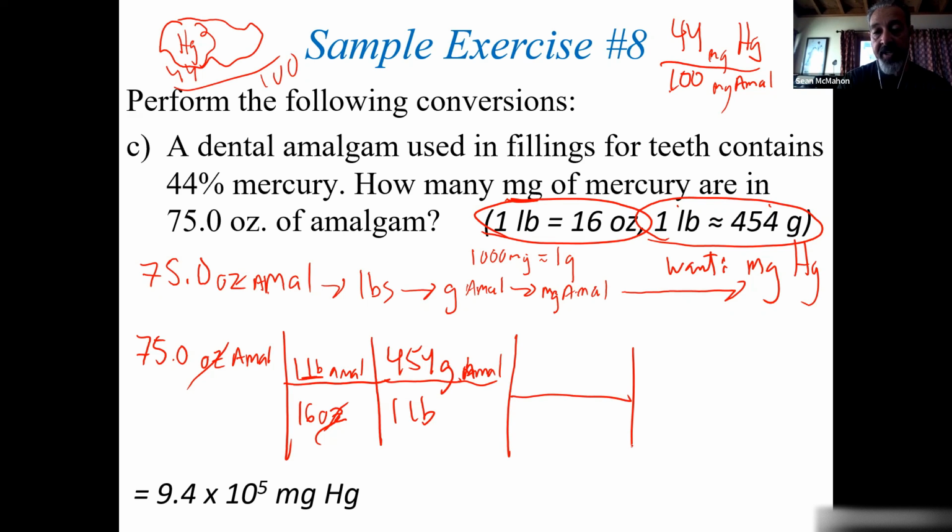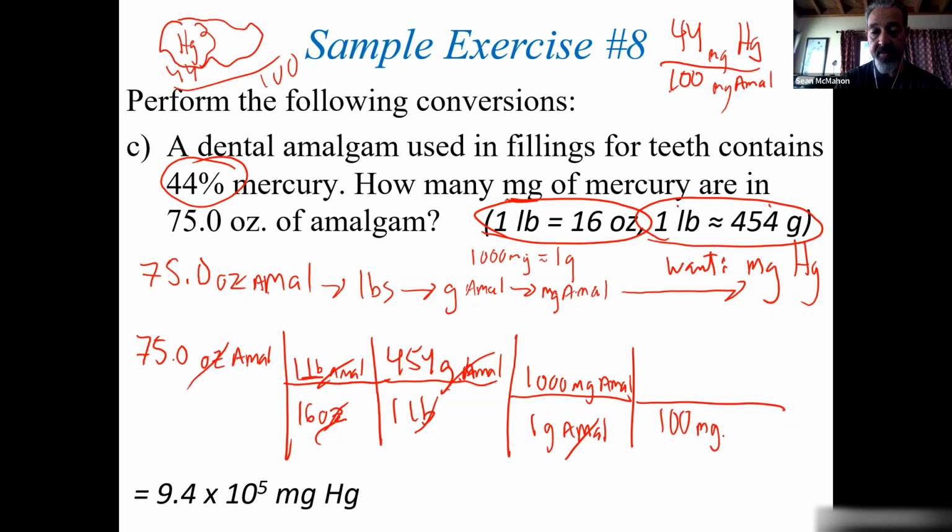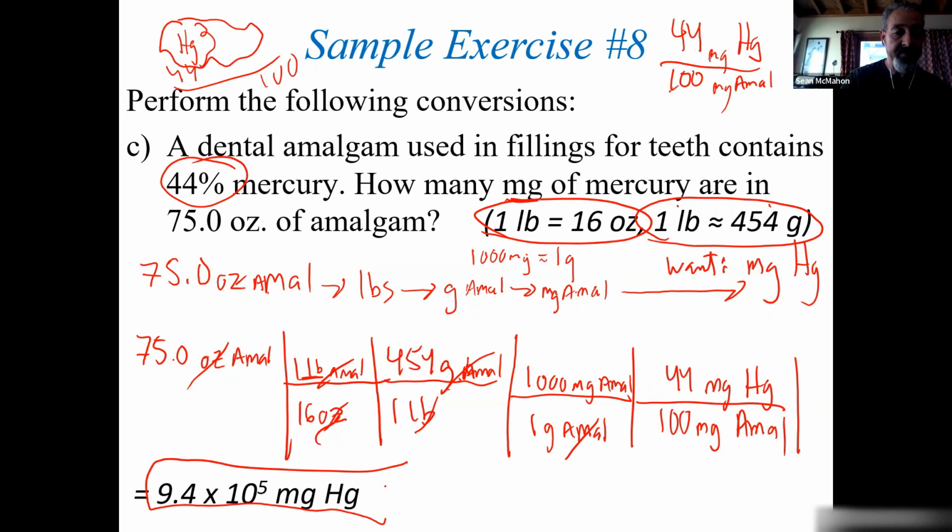And then I want to go from grams to milligrams. So there's in 1 gram of the amalgam, there's 1,000 milligrams of amalgam. Earlier, the pounds had cancel, now the grams cancel, but I still have the amalgam. I haven't converted to mercury. That's where the percent comes in. So in 100 milligrams of amalgam, right, there's what? 44 milligrams of mercury. And that should give me this answer.